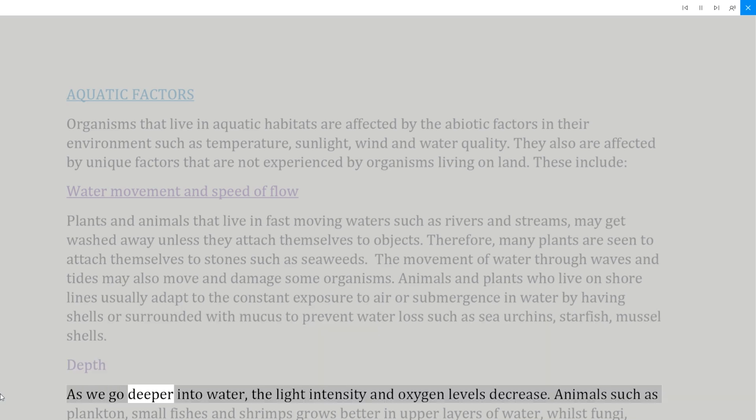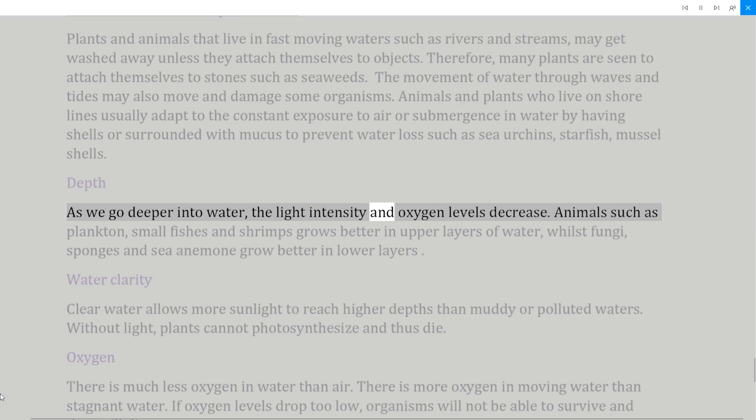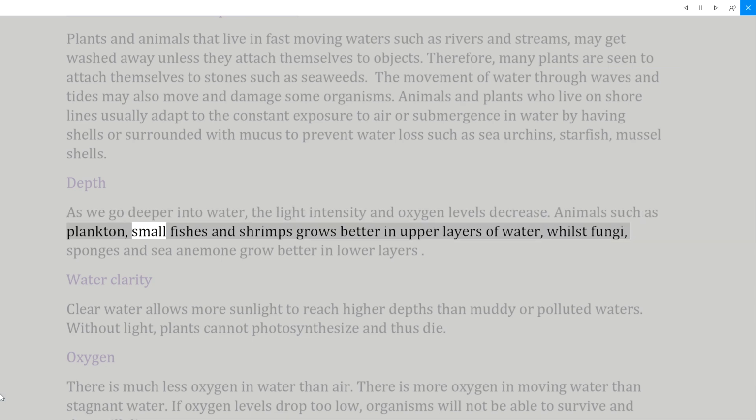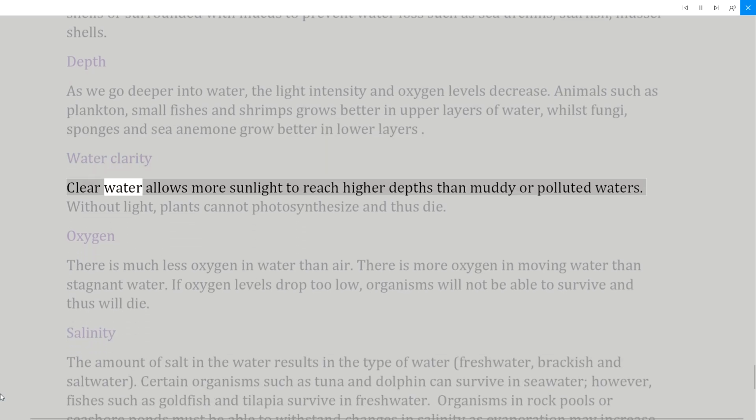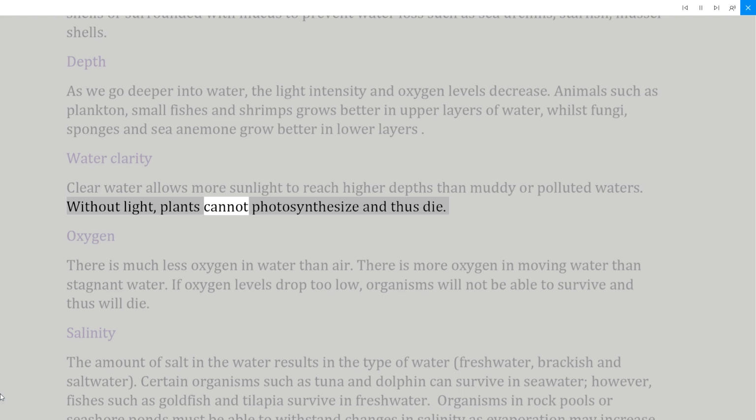Depth. As we go deeper into water, the light intensity and oxygen levels decrease. Animals such as plankton, small fishes, and shrimps grow better in upper layers of water, whilst fungi, sponges and sea anemone grow better in lower layers. Water clarity. Clear water allows more sunlight to reach higher depths than muddy or polluted waters. Without light, plants cannot photosynthesize and thus die.